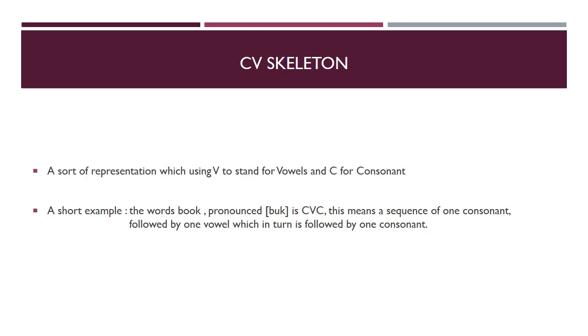The next one I'm going to tell about is the CV skeleton. CV skeleton is a sort of representation which uses V to stand for vowels and C for consonants. Here is a short example. The word book, pronounced book, is CVC. Why is that? Well, this means a sequence of one consonant followed by one vowel, which in turn is followed by one consonant.